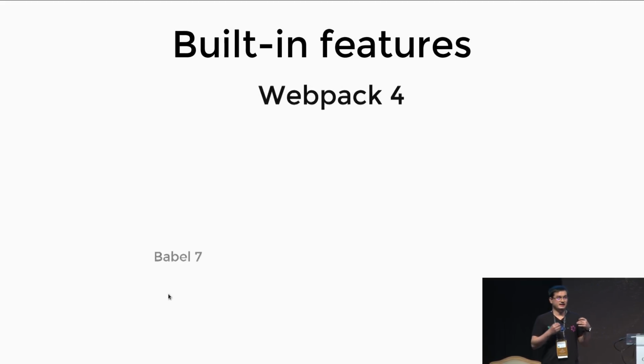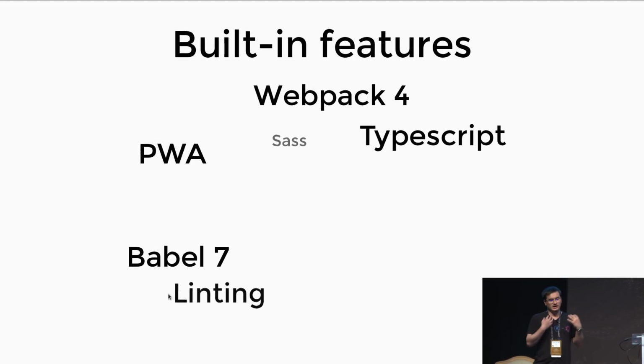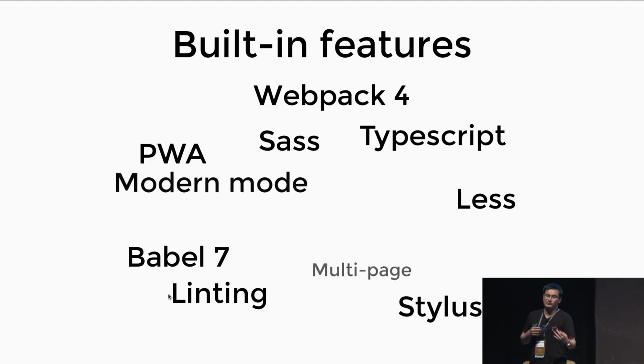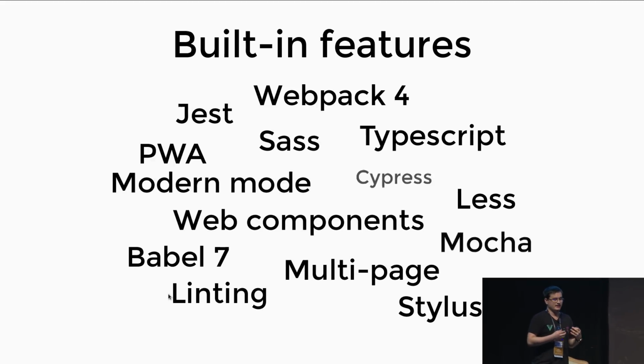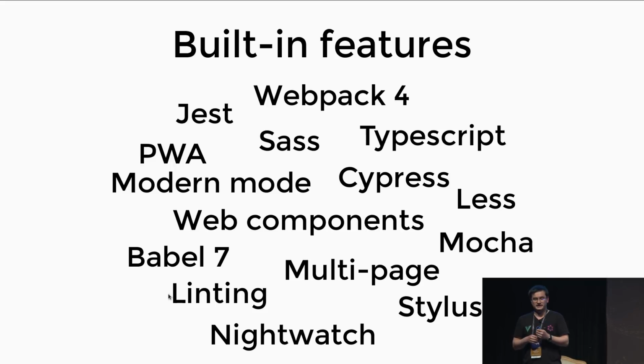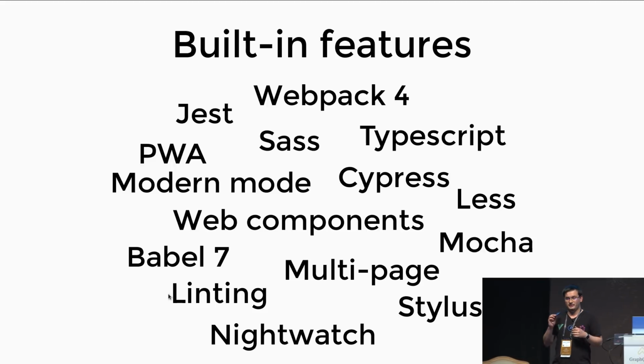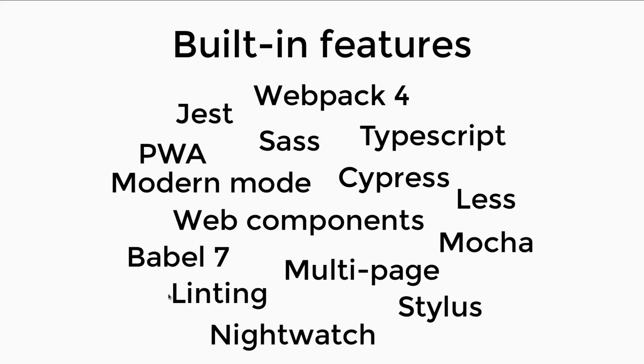And it's built with a lot of features, like Webpack 4, the latest Babel, and a lot of things: TypeScript, PWA, a modern mode with a build for modern browsers and a build for legacy browsers, and all the popular testing frameworks. Everything you can see here is built inside Vue CLI, which is great.